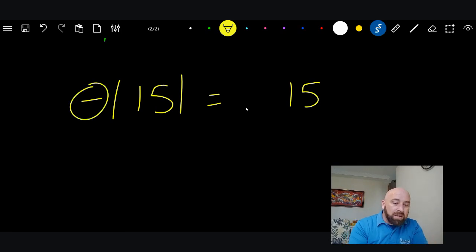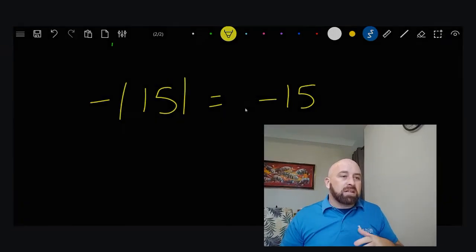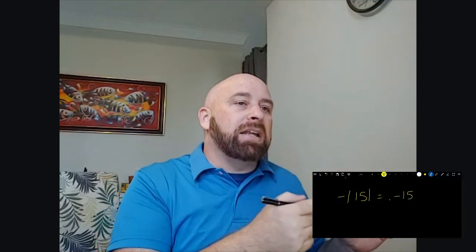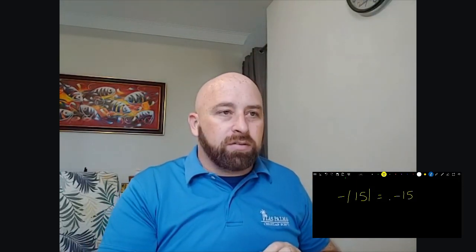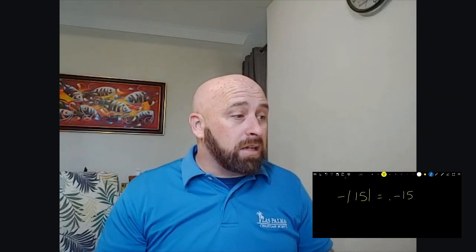But look what's waiting for it outside. The answer to that would actually be negative 15. Because the absolute value sign is outside, waiting for the value to come out of the absolute value sign. That's an important concept because we're going to be using that in algebra as we continue.